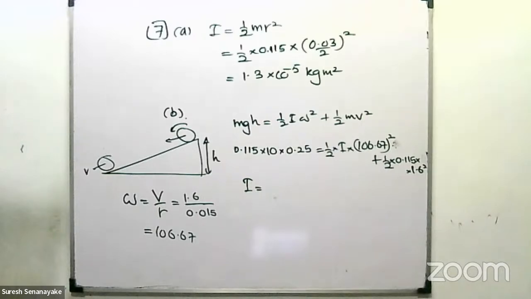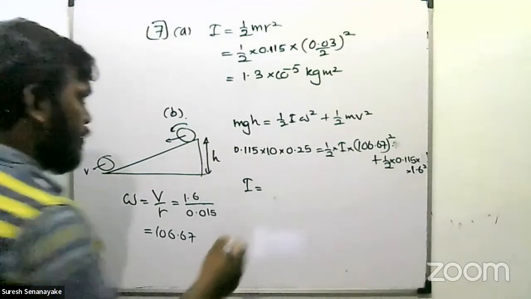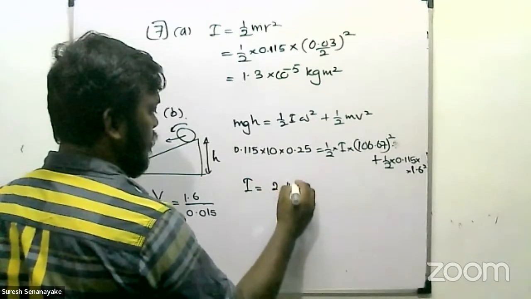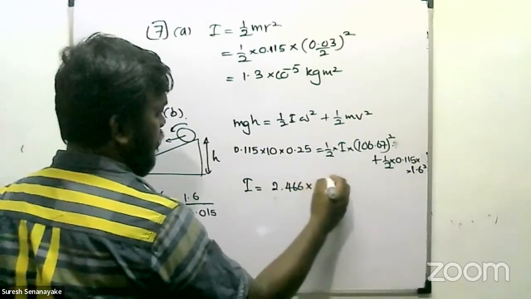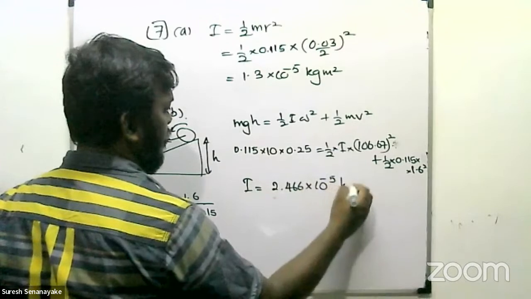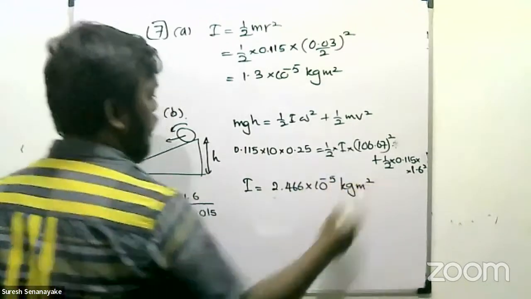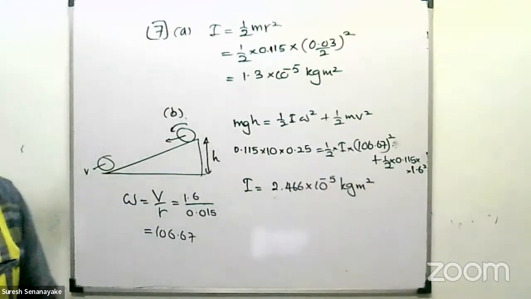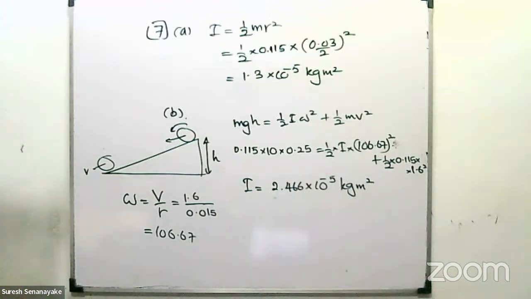Okay, it gives you that 2.466 into 10 to the minus 5. Right. Then, using the conservation of energy, calculate the moment of inertia. This is the conservation of energy we use, right?